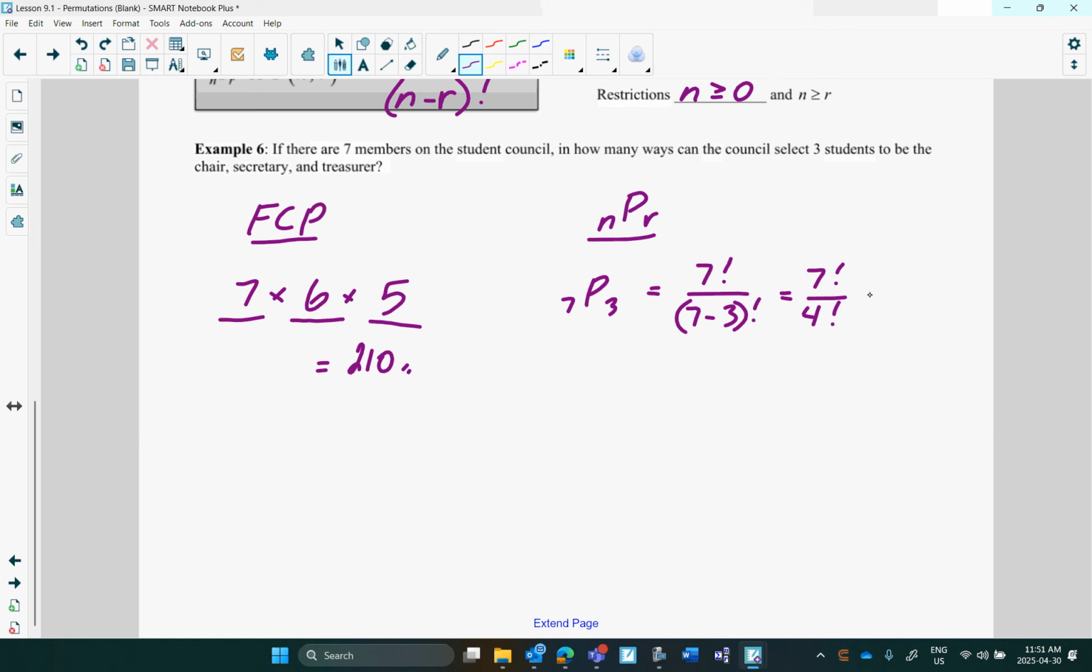And remember how we simplify these? 7 times 6 times 5 times 4, stop, so I can cancel with the 4 factorial in the denominator. And look what I'm left with, 7 times 6 times 5. But you can see how in this kind of example, the counting principle is way more efficient. With larger numbers, this would become more efficient. There is actually a function you can use on your calculator for it. I'm not going to worry about it with permutations. I'll show you with combinations.